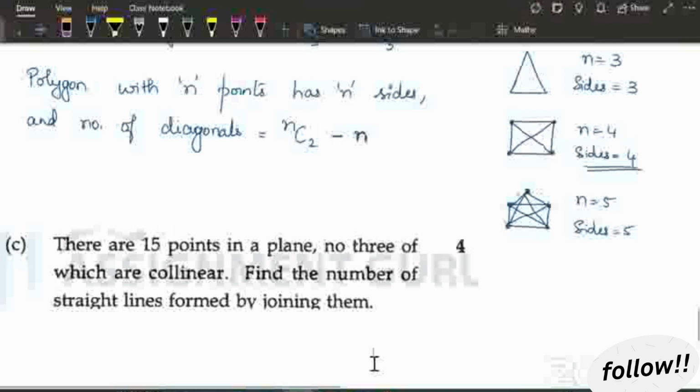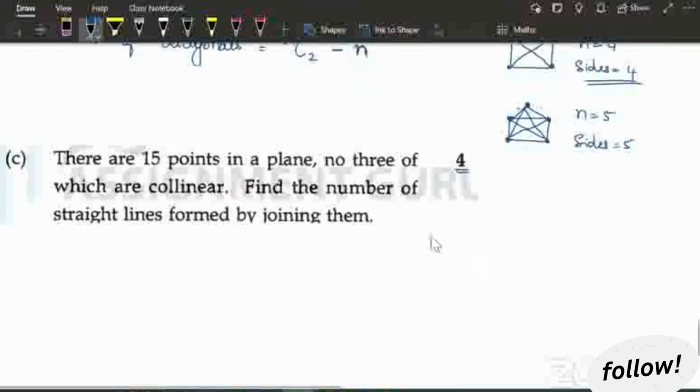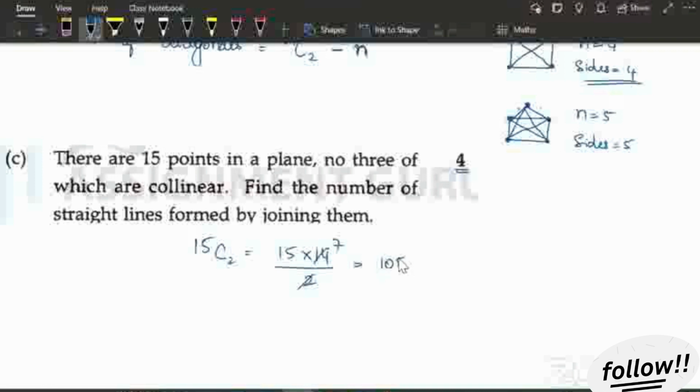There are 15 points in a plane, no 3 of which are collinear. They have given no 3 of which are collinear, means none of them are collinear. Find the number of straight lines formed by joining them. It's a very simple question. They have given 4 marks. If it was an MCQ based aptitude question, the answer is just 15C2, which is 15 into 14 divided by 2 factorial, which is 2. It gets cancelled. This is 70 plus 35 is 105. That's all, that is the answer.